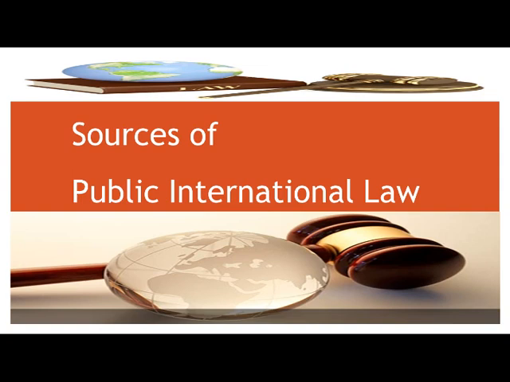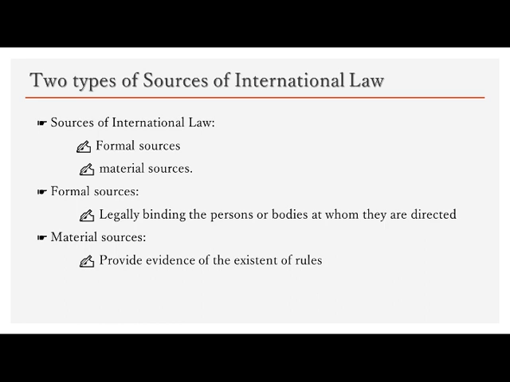Sources of public international law. There are two types of sources of public international law. They are 1. Formal sources and 2. Material sources. A formal source refers to the legal procedures and methods for the creation of rules of general application legally binding the persons or bodies at whom they are directed.